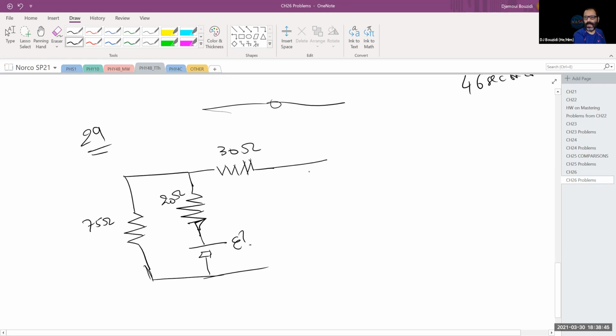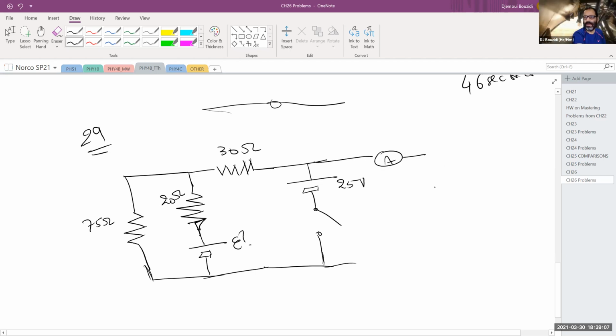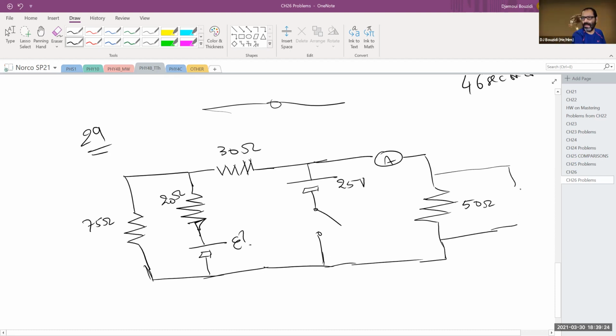Followed by another junction in here, where we have another battery. And this battery, we know its EMF, it's 25 volts. And there is a switch now, S. And this is basically the other branch of that side in here. And we have an ammeter, followed by another resistor now of 50 ohms. And the whole circuit closes in this point in here. So we have 50 ohms in here. But we also have a voltmeter.